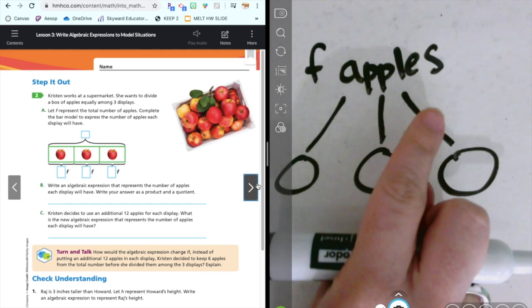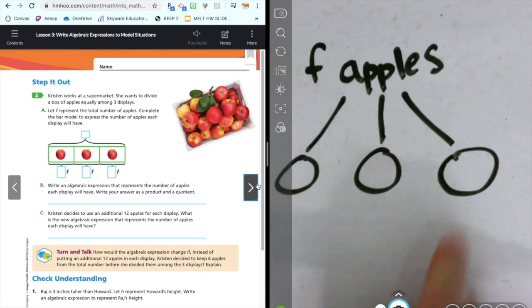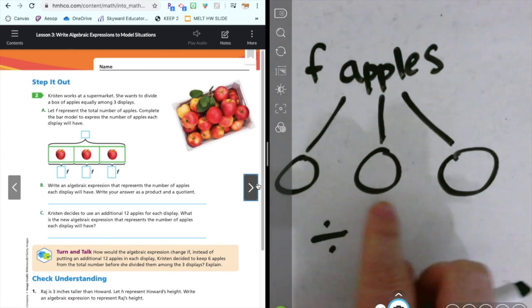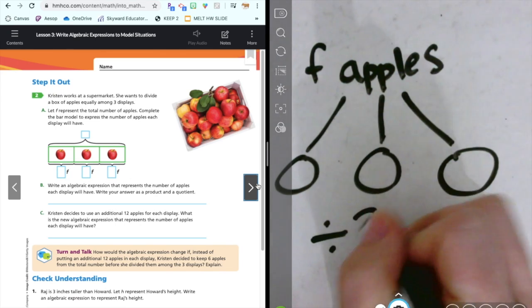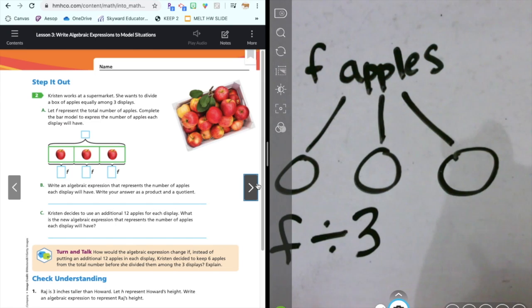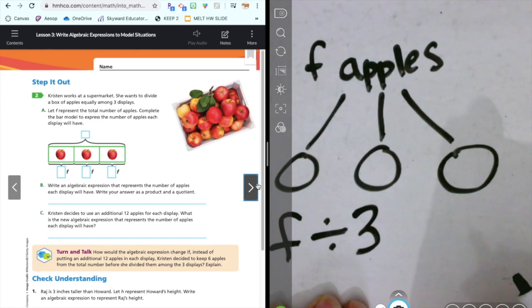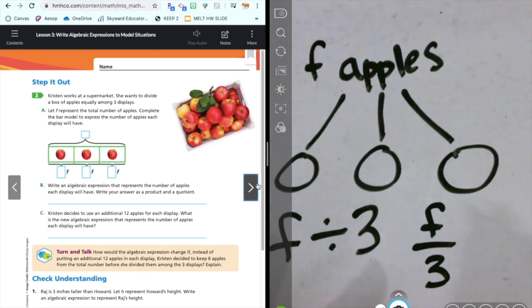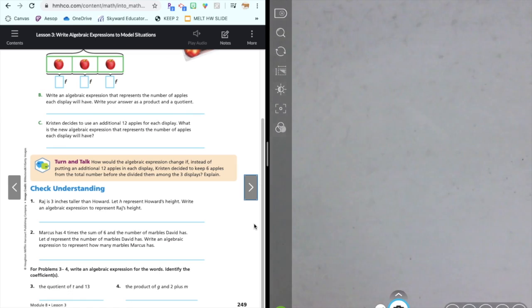If we're going to take the apples and we're sharing them, that would be division. So we're going to divide them with how many displays? 3. So we're going to take F apples and divide them by 3. And a more algebraic way to write that would be F divided by 3 because we know fractions are division. We wrote another algebraic expression. That's it, guys. We took the apples, no idea how many, and we divided them by 3. Let's do the check your understanding.